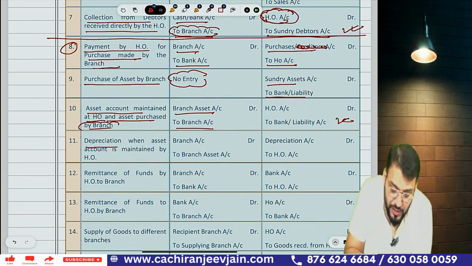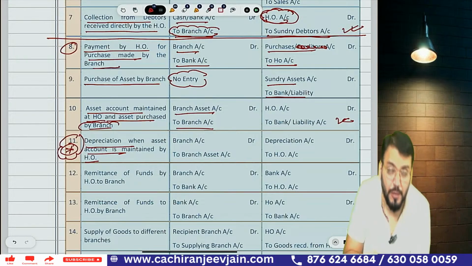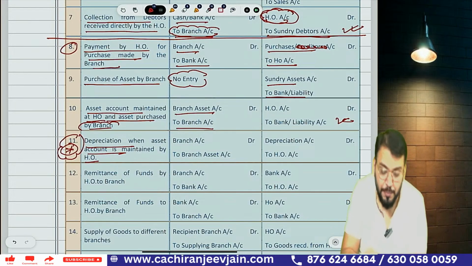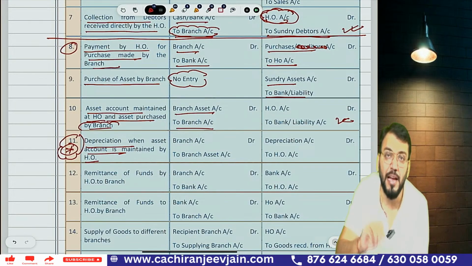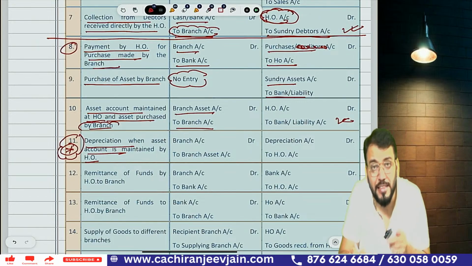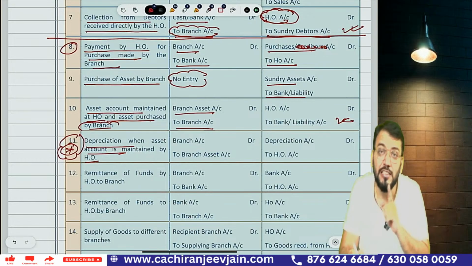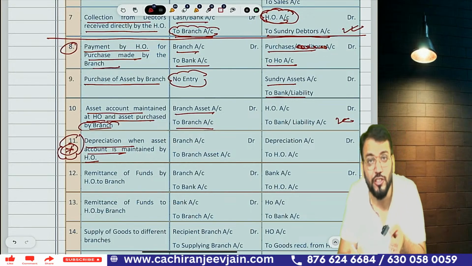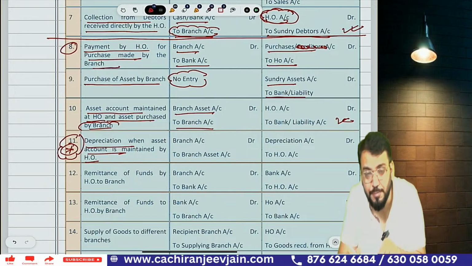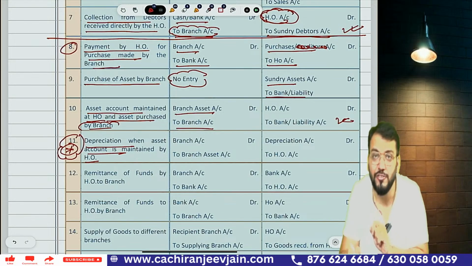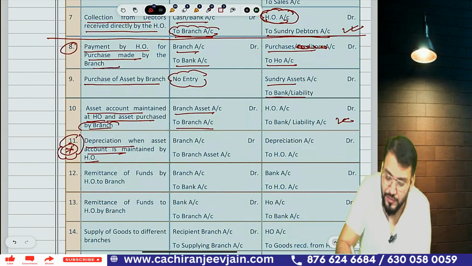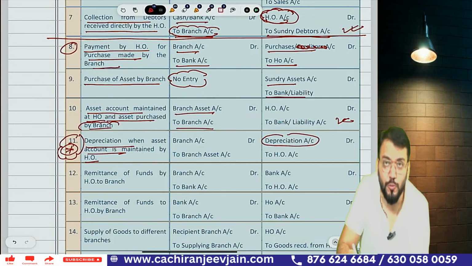Now, depreciation when the asset account is maintained by HO. This is very, very important. Normally, whenever they ask journal entry, this is one of the popular transactions they ask. So, depreciation when the asset account is maintained by HO. Can you say the asset is maintained in the books of HO? The branch asset will be reduced in the books of HO, but it is a depreciation of branch. So, depreciation expense will be recorded in the books of branch.